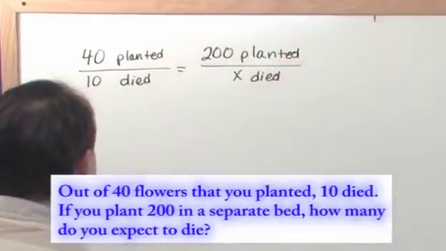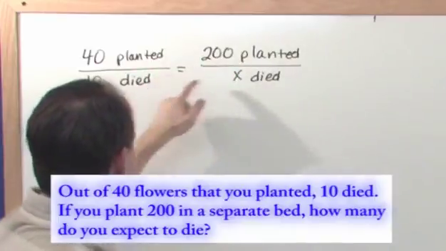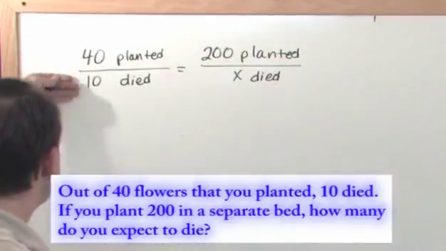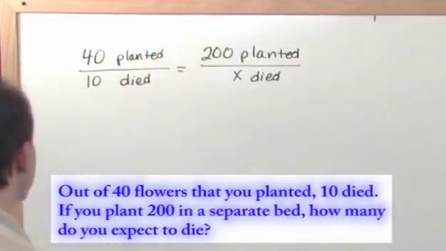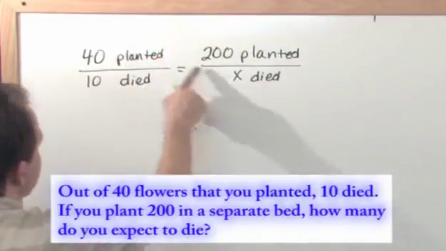Okay, so notice I have it the same way. Planted on the top, died on the bottom. Out of 40 of them, 10 died. Out of 200 of them, how many should die over here? Let's find out. We cross multiply.